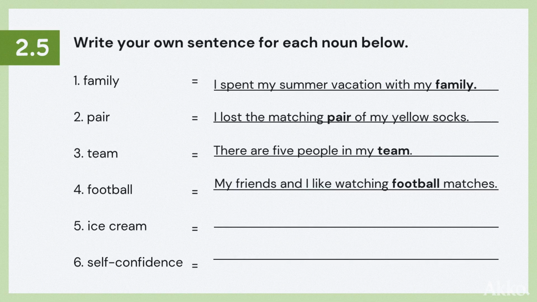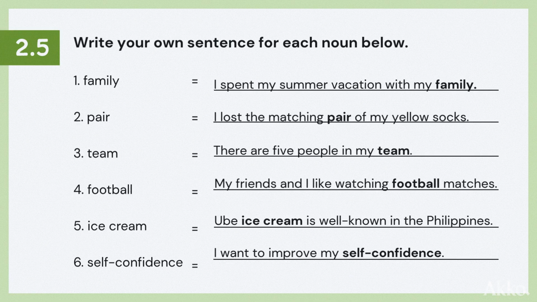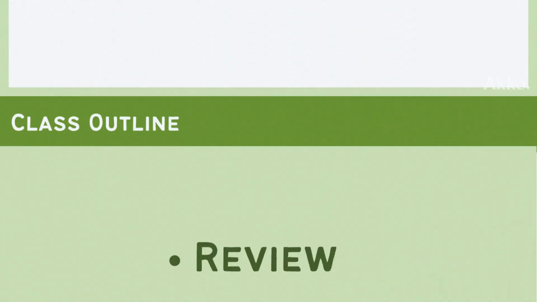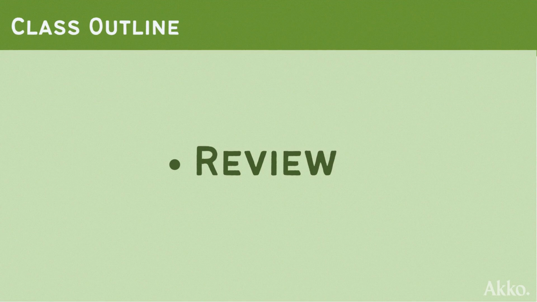5 is ice cream. Ube ice cream is well known in the Philippines. And last one, 6, is self-confidence. I want to improve my self-confidence. Excellent work! We are finally finished with all the exercises, and we can move on to the final section of this lesson, which is a quick review of what we learned in today's class.